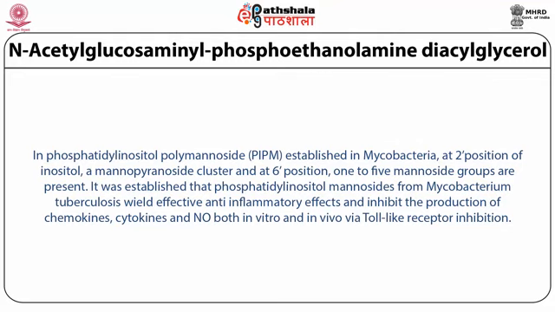It was established that phosphatidyl inositol mannosides from Mycobacterium tuberculosis wield an effective anti-inflammatory effects and inhibits the production of chemokines, cytokines, and nitric oxide, both in vitro as well as in vivo, via toll-like receptor inhibition.